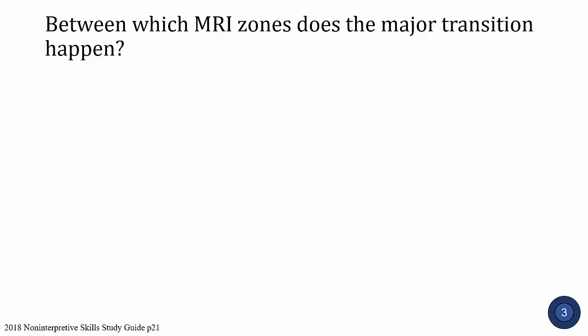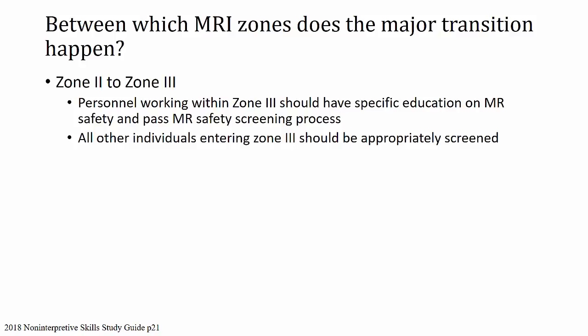Next question, between which MRI zones does the major transition happen? So we alluded to this before. The major transition happens between zone 2 and zone 3. Personnel working within zone 3 should have specific education on MR safety and pass MR safety screening processes, and all other individuals entering zone 3 should be appropriately screened. So that's what zone 2 really is for.